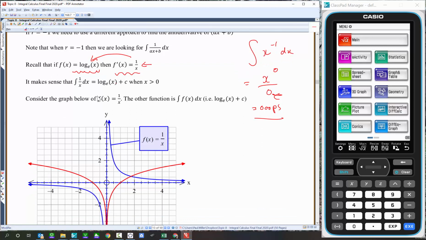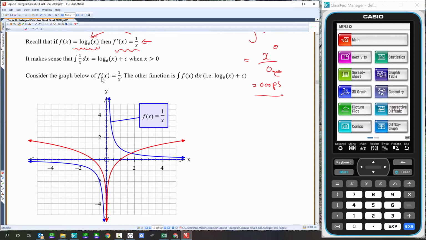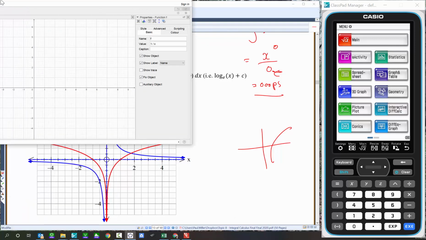All right, so what we've got below here is the graph of 1 on x, and the other function is the integral or the antiderivative of 1 on x, i.e. log e x plus c. And notice the interesting situation, all right? Now we're used to graphing logs just quickly like that. So that'd be like the standard log e x function. Right, now notice that when I do this, and I'm going to do this on GeoGebra as well, just for effect.